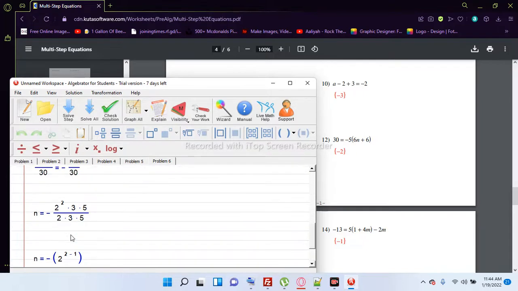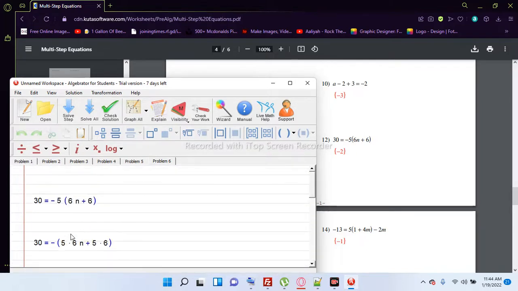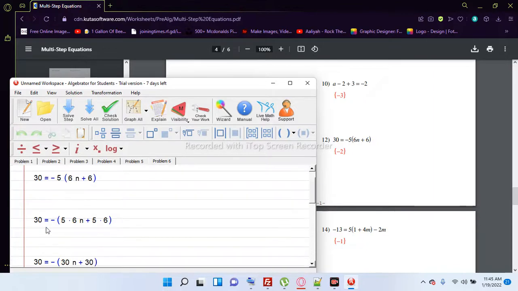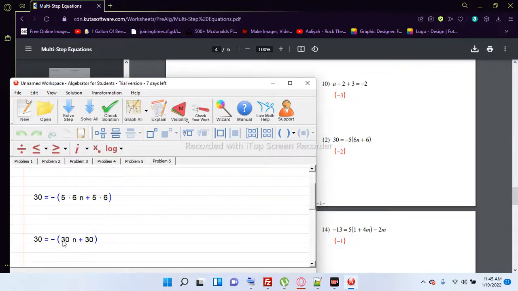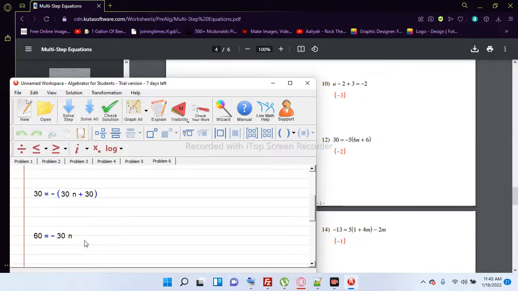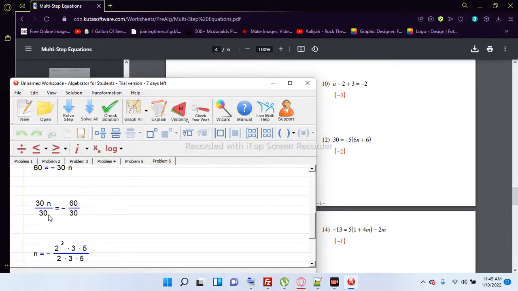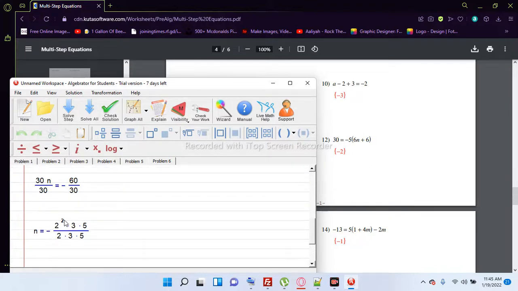Catching my drift here? You see it shows you all the steps you had. That's too many steps to remember. 30 equals a negative 5 times 6n plus 6, okay? And then it says 30 equals a negative 5 times 6n plus 5 times 6. So it's 30 equals a negative 30n plus 30, okay? Then it says 60 equals a negative 30n. 30n over 30 equals a negative 60 over 30, okay? n equals a negative 2 squared times 3 times 5.